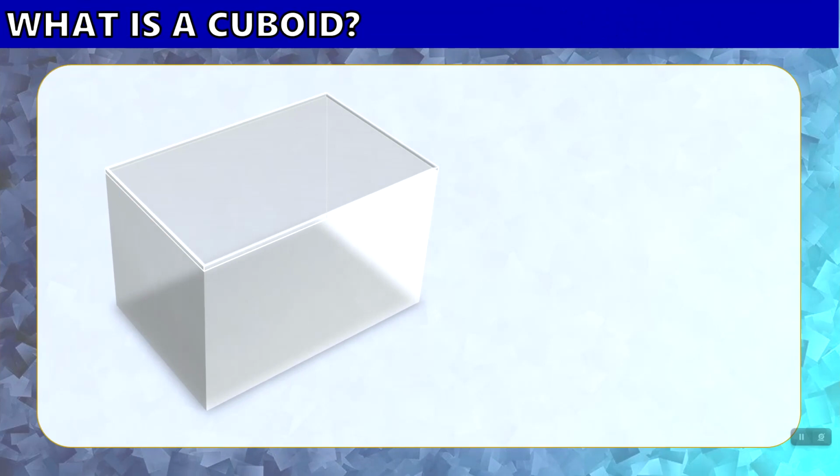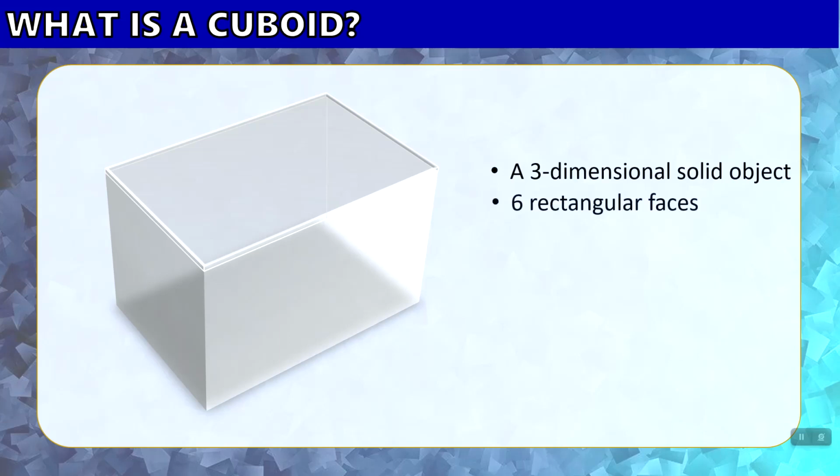Now let's take a look at this shape, which looks similar to the cube, but you can see that there are some sides that are longer than others. This is known as a cuboid. It's a 3-dimensional solid object as well. It has 6 rectangular faces.